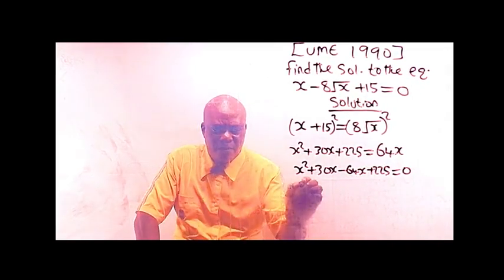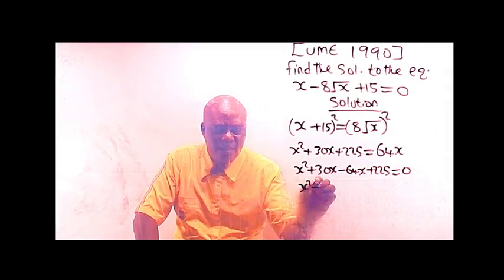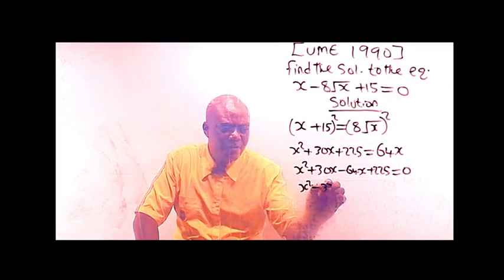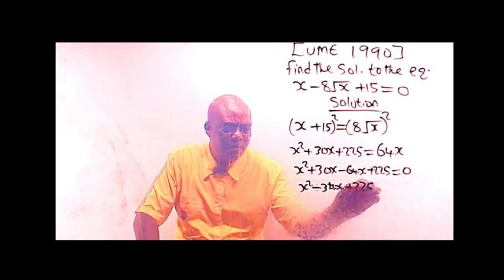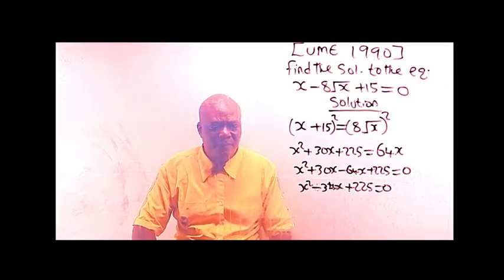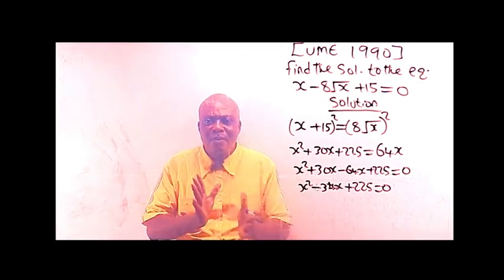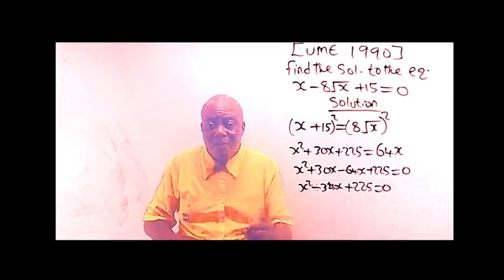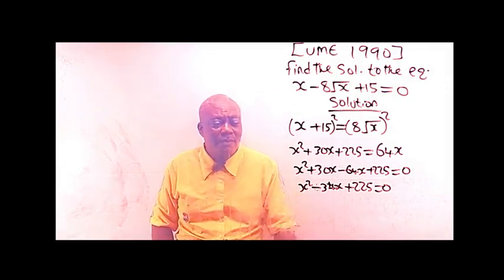So the equation now will become x squared minus 34x plus 225 equals 0. This is the equation that I'm going to solve now. So you think of two numbers which, when you add, give you minus 34, and when you multiply them, give you 225.